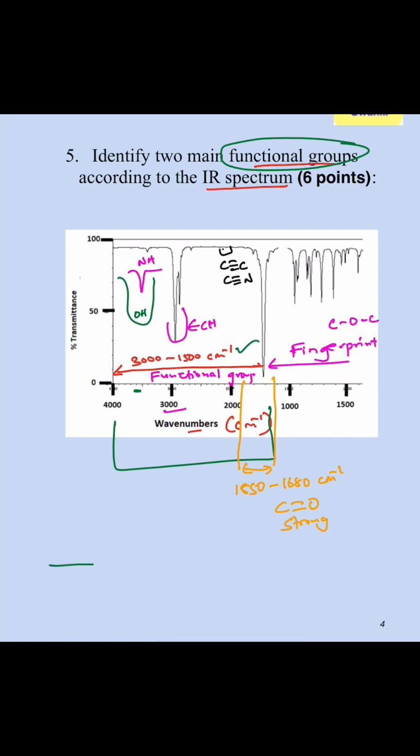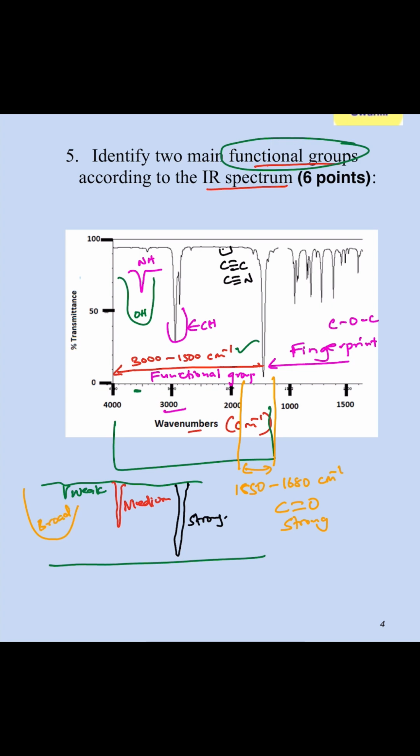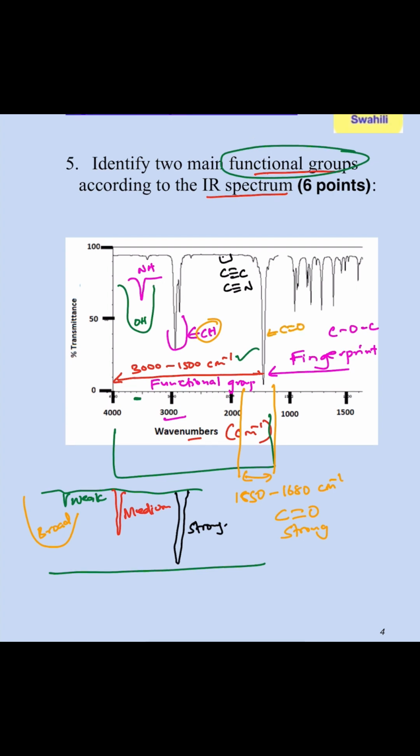So let me just talk about the intensity. If that's the baseline, if something is closer to the baseline, we call that weak. If something goes all the way to the middle, that's medium intensity. And then if it goes all the way down like that, that becomes strong. And then all these are sharp. If it's broad, it's going to look like this, and that will be broad. So in this case, we have two functional groups. We have a CH and we have a carbonyl. So the main functional groups here are CH and carbonyl.